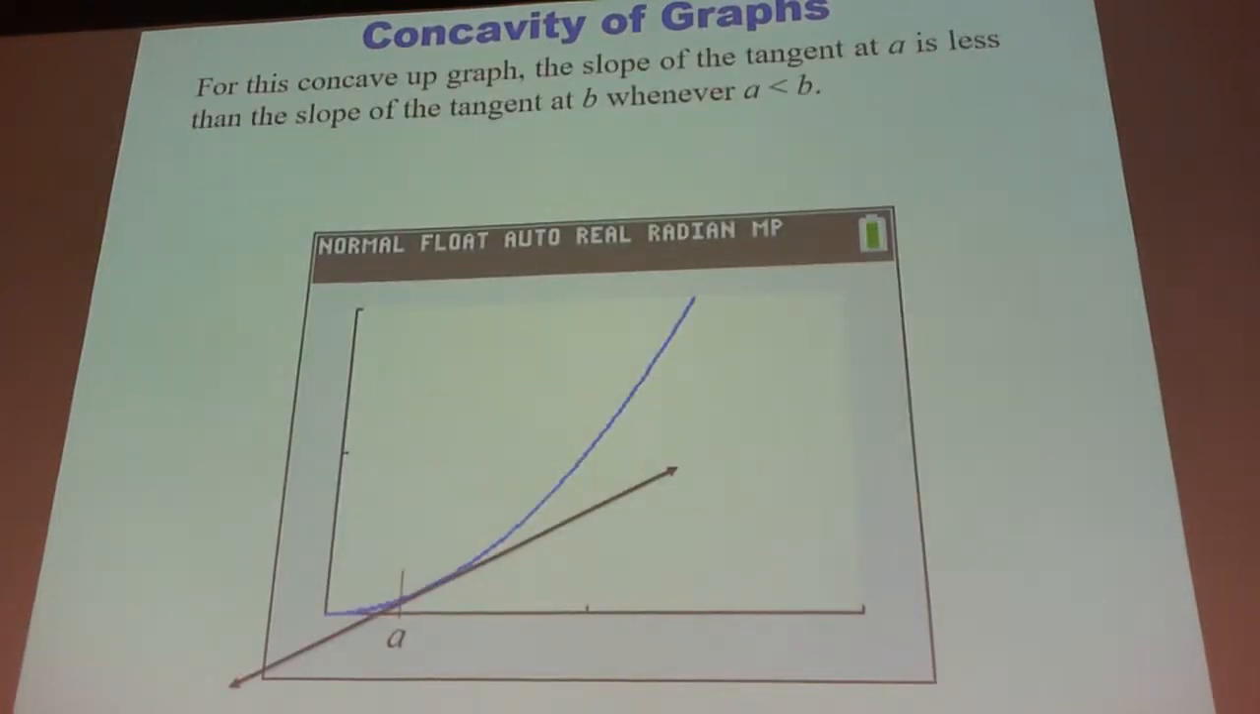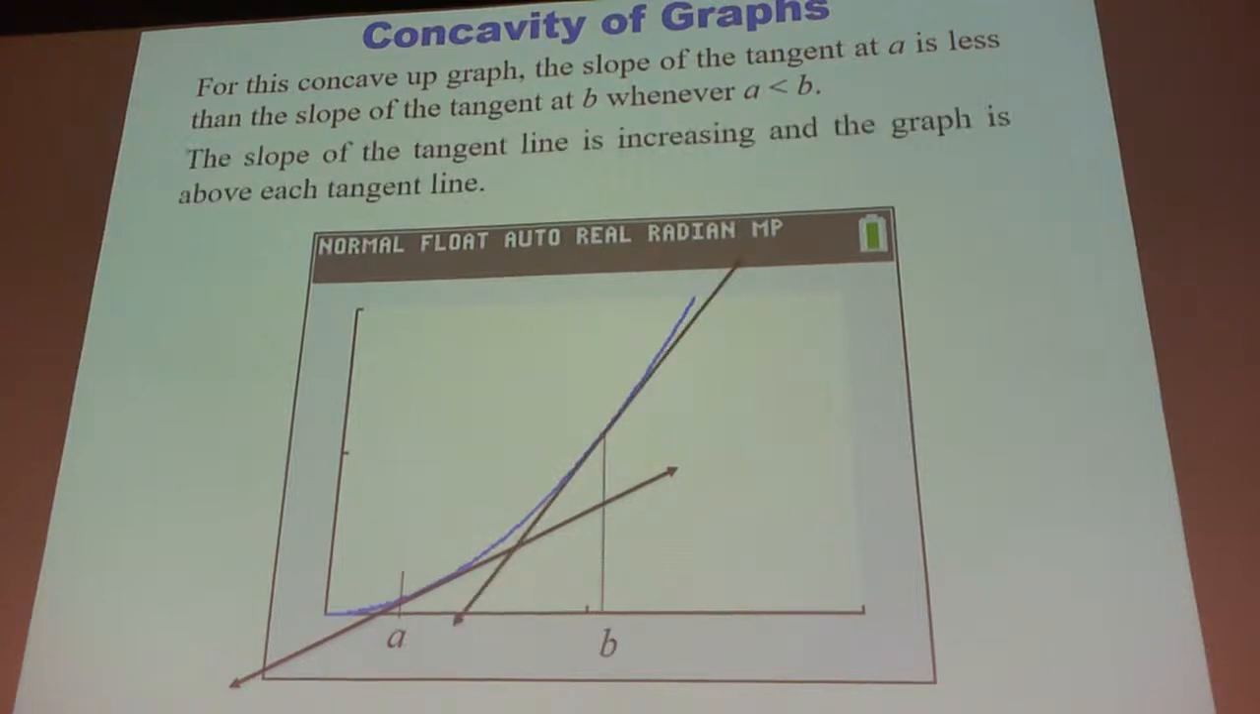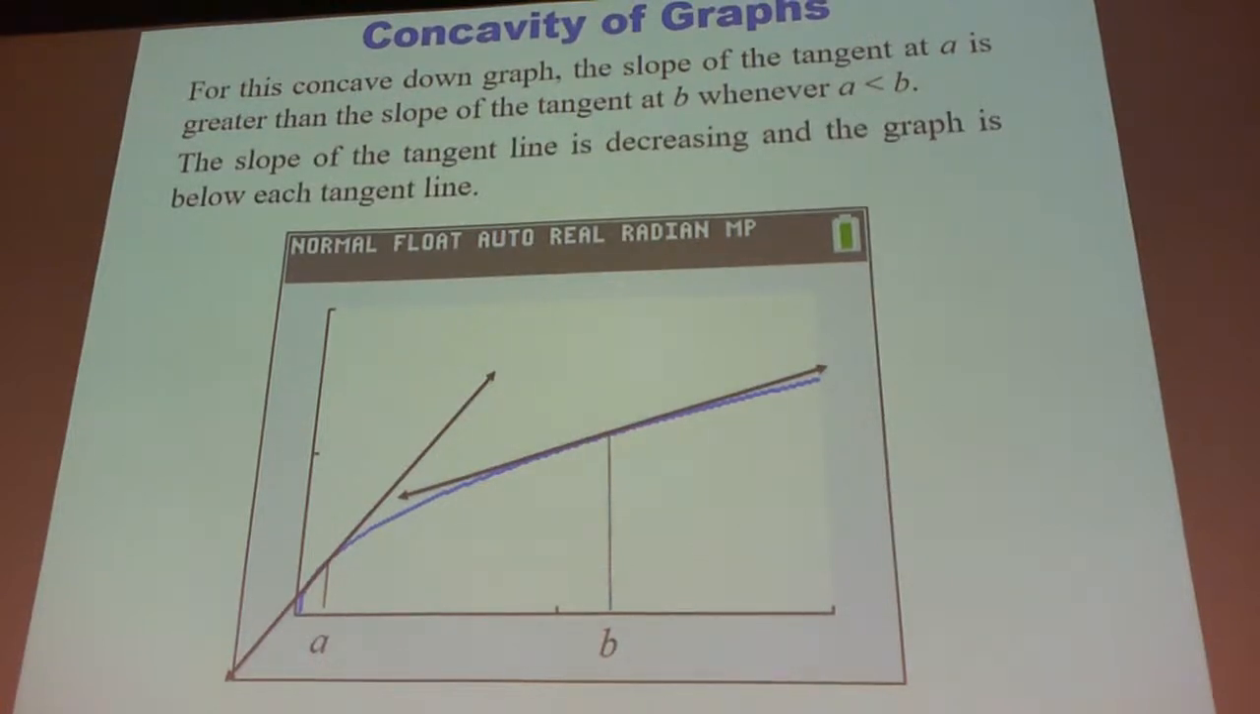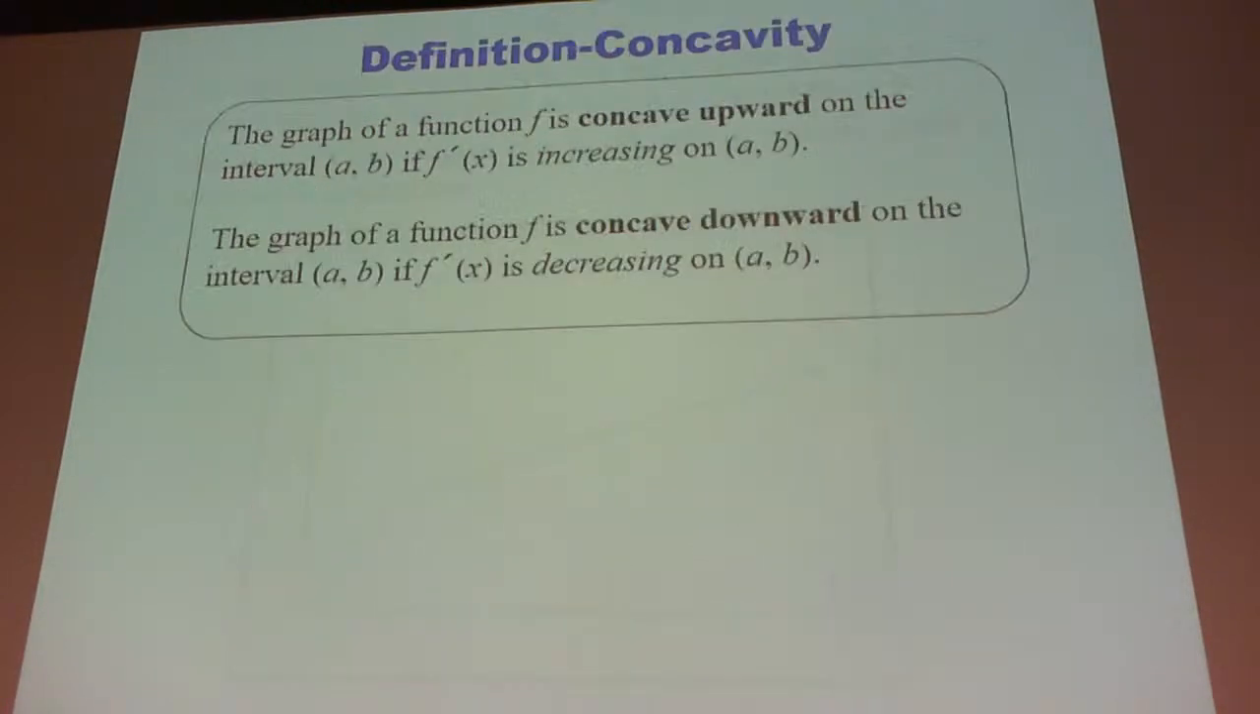For concave up, the slope of the tangent at A is less than the slope of the tangent at B when A is less than B. For concave down, the slope of the tangent at A is greater than the slope of the tangent at B whenever A is less than B. The slope of the tangent line is decreasing and the graph is below each tangent line.